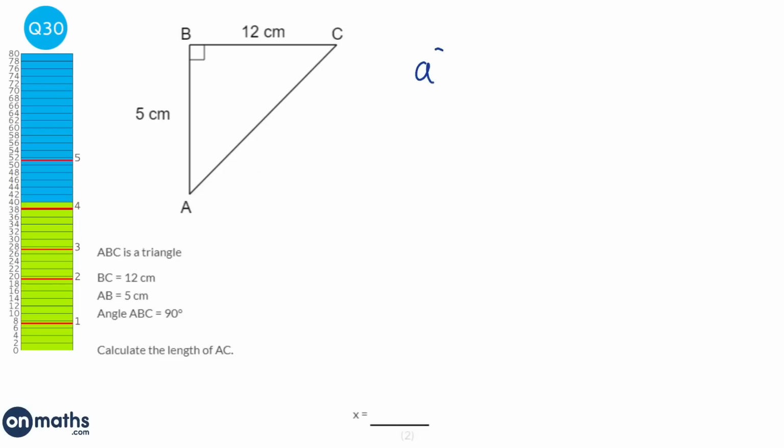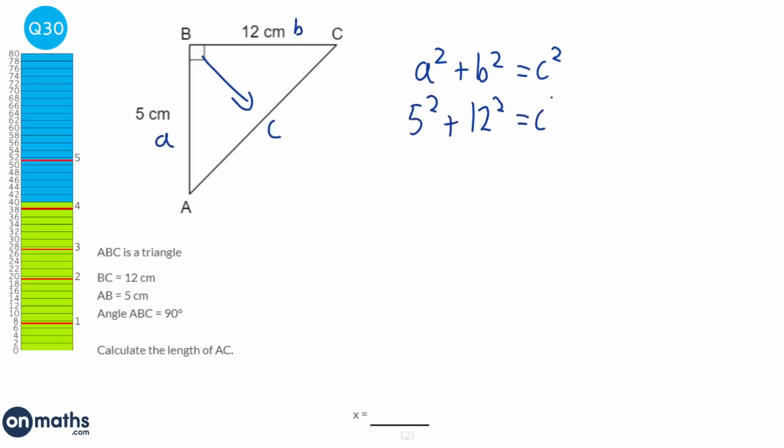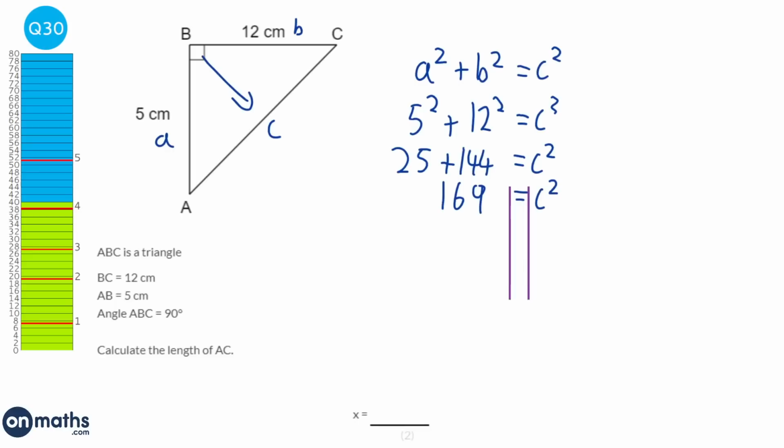So Pythagoras says that a squared plus b squared equals c squared. And the c is the one opposite the right angle. So I'm going to label this a and b. So it would be 5 squared plus 12 squared equals c squared. 25 plus 144 is equal to c squared. And then 25 plus 144 is 169. And then we're solving to find out what c is. We're just going to square root both sides. So square root of 169 is 13. So c is 13.